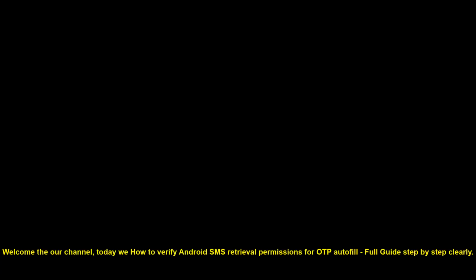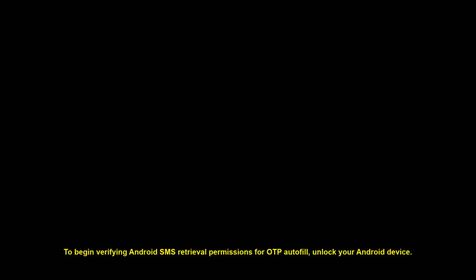To begin verifying Android SMS retrieval permissions for OTP autofill, unlock your Android device. Navigate to the Settings app on your home screen or app drawer. Scroll down and select Apps or Applications. In the Apps section, locate and tap on the app you want to verify.